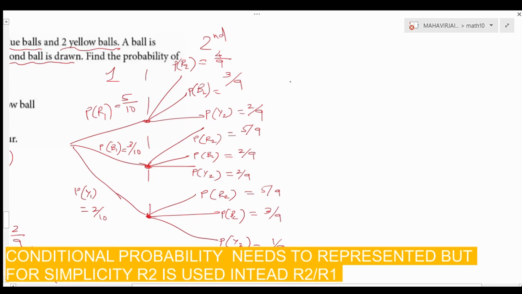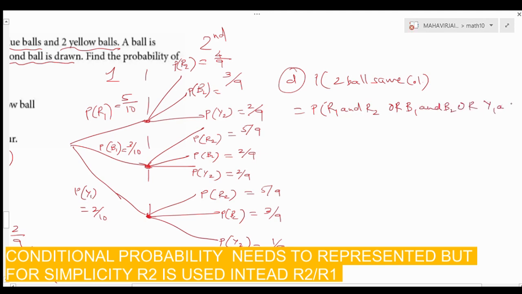So the next part, that is the D part, which says probability of two balls of the same color. Now try understanding. Two balls of the same color means both balls can be red. I'll write it more easily so that you understand it. That means red 1 and red 2, or blue 1 and blue 2, or yellow 1 and yellow 2. Again, the simplest understanding.